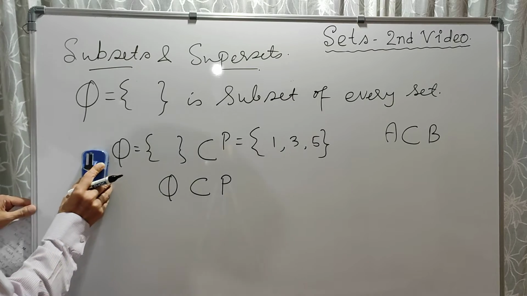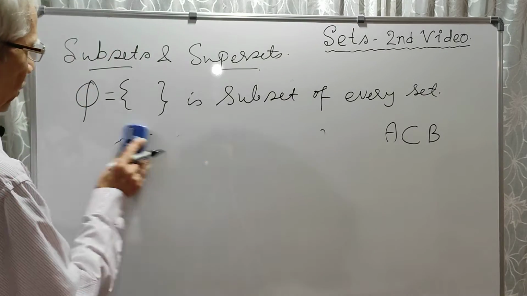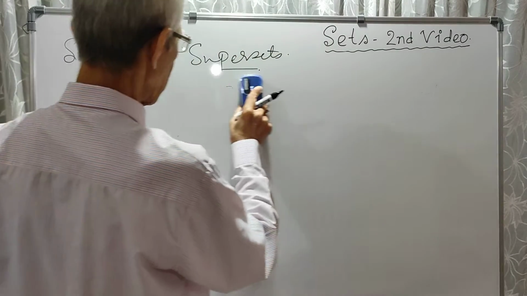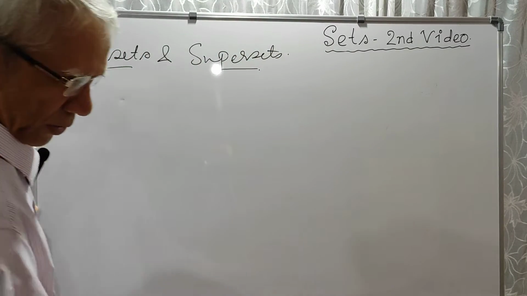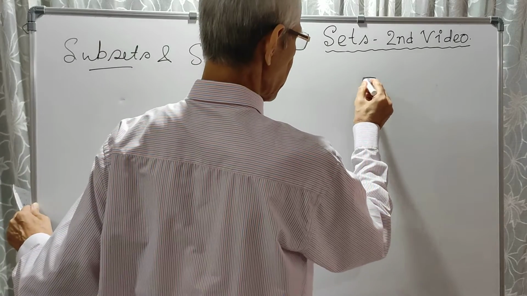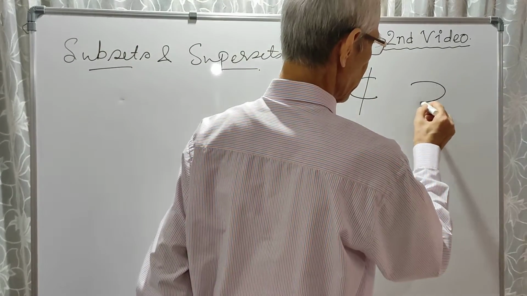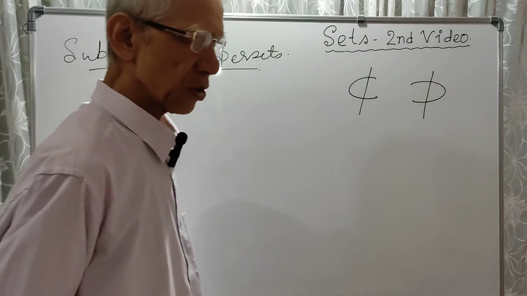All right. Now, so this is subset, then not subset. So the symbol of not subset is this. This is the symbol of subset. This is the symbol of not subset. This is the symbol of superset. This is the symbol of not superset.